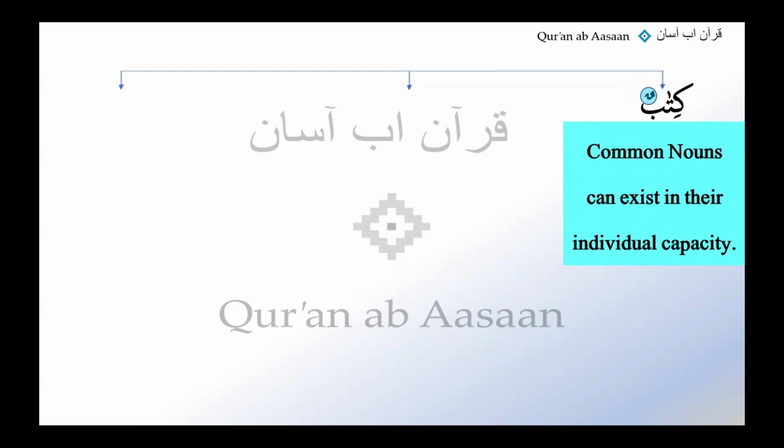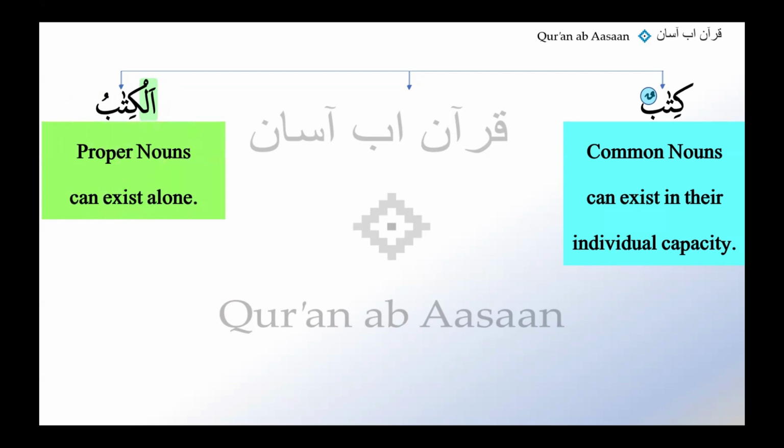And what was the second indicator of the noun that we learned? The second indicator was this al at the beginning, which we colored green. Then we learned that this is the second indicator of a noun, and al at the beginning also shows that it is a proper noun. And the proper nouns can also exist on their own.